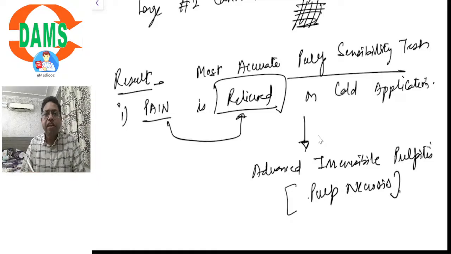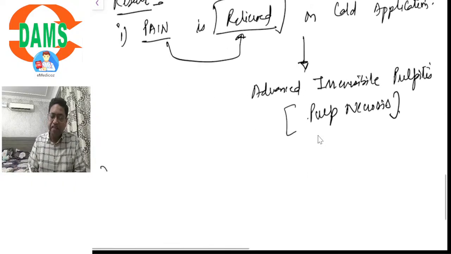Okay, this is the only clinical condition that can be accurately diagnosed with cold application, and the result can be very straightforward. Cold application relieves the pain, means it is a case of advanced irreversible pulpitis or pulp necrosis, and we have to do root canal therapy.